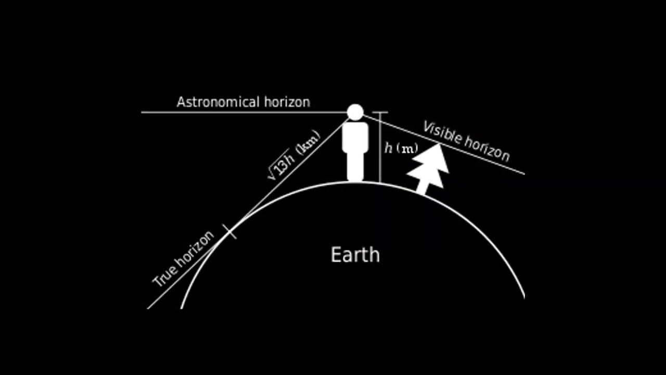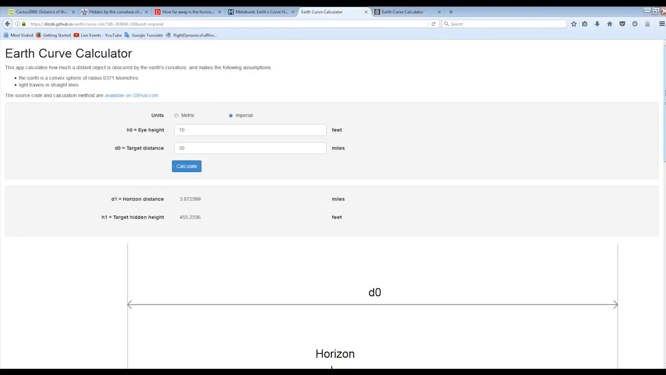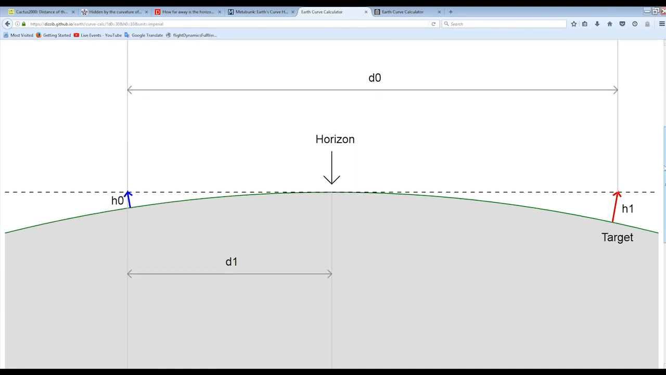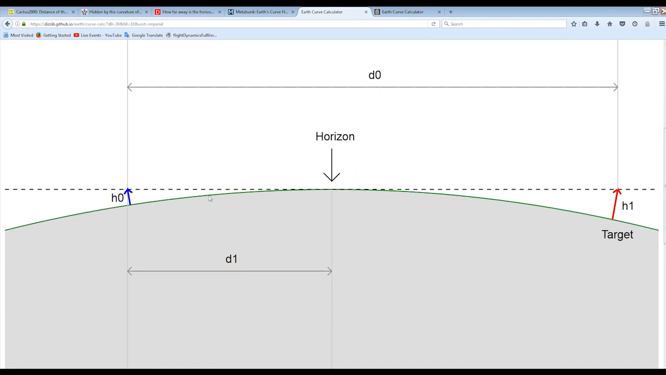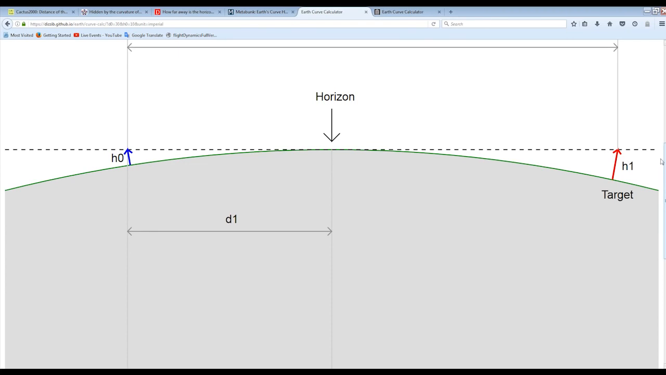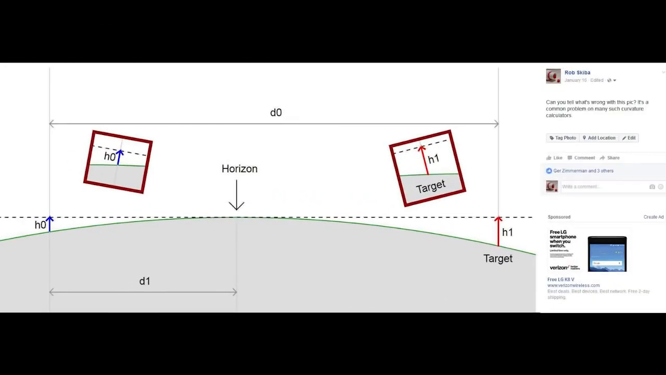In fact, if we go to this other one here, Earth Curve Calculator, a lot of people like to use this one. This is the way it looks today. But I'm going to tell you that's not the way it has always looked. They've got the H0, or the observer here, and the target perpendicular with the ground. But this is a recent change to the website. This is the way they used to depict it. They used to have H0 and H1 straight up and down, instead of perpendicular with the green line representing the globe. Here's a meme I created back on January 16th, and I posted it on Facebook.